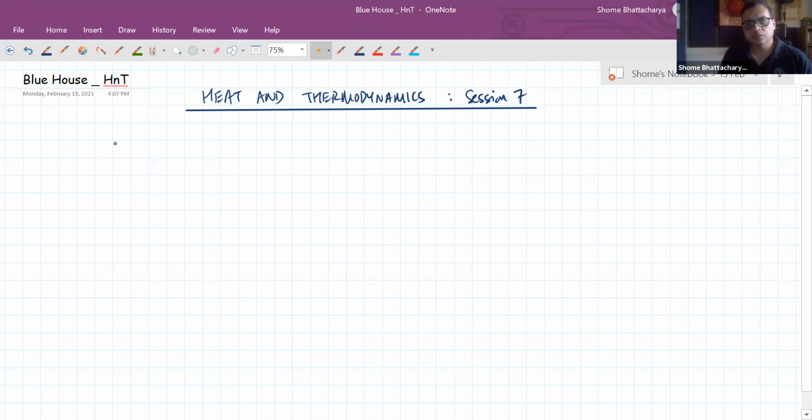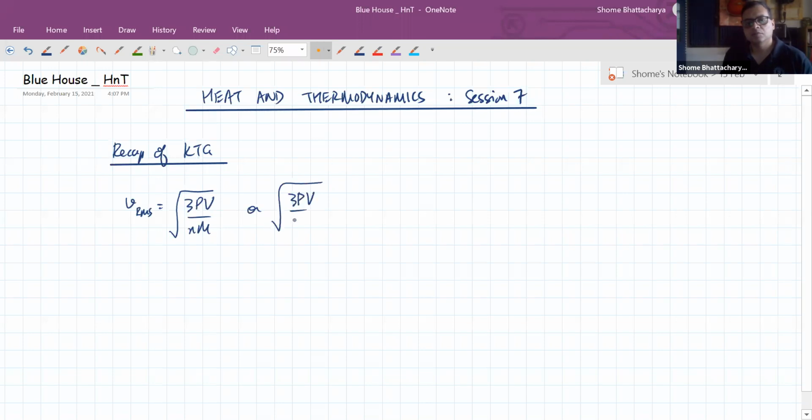So let's take a quick recap of kinetic theory of gases, the derivations that we did from that. We'll just look at the formula again. We saw that by applying the kinetic model of the ideal gas and the collision theory and Newtonian mechanics to that perfectly elastic collision theory, we got the RMS speed of gas molecules to be square root of 3 times pressure into volume divided by total mass, which can be expressed in either of these two ways: number of moles into molar mass or number of molecules into molecular mass.